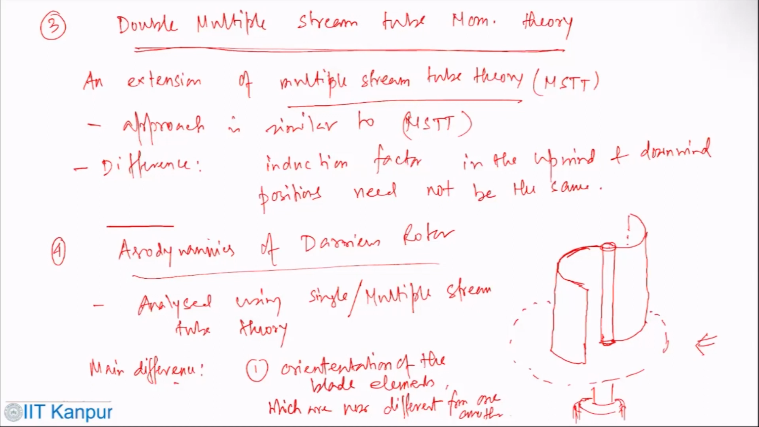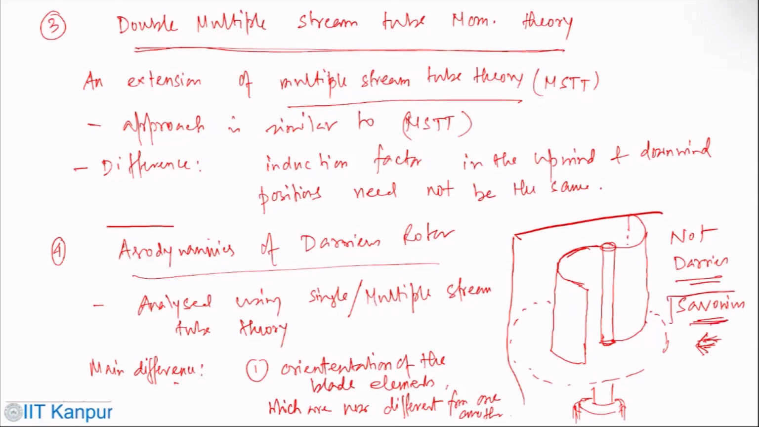This was, this is not Darrieus. This is Savonius. Okay, so that's a small correction here. The picture is for Savonius. Please note, this is not Darrieus. This is the picture we are referring to here.